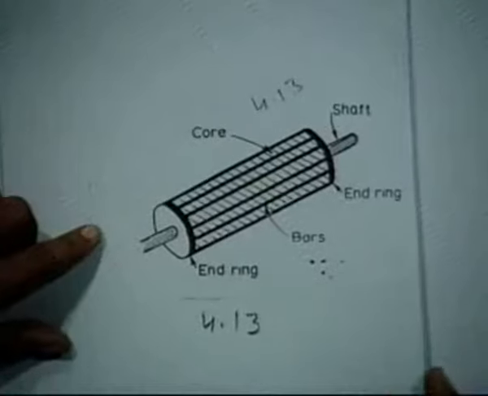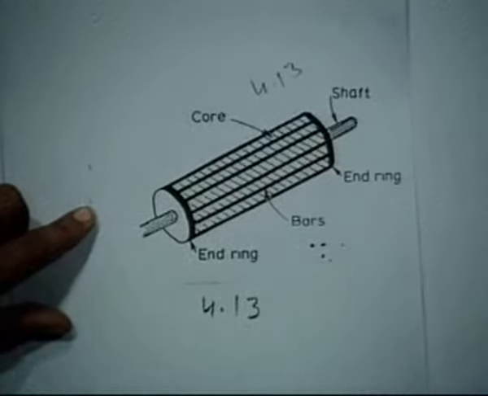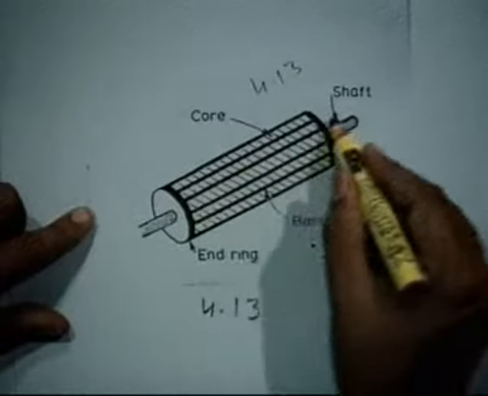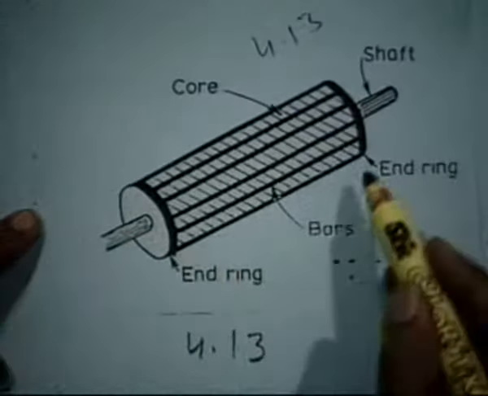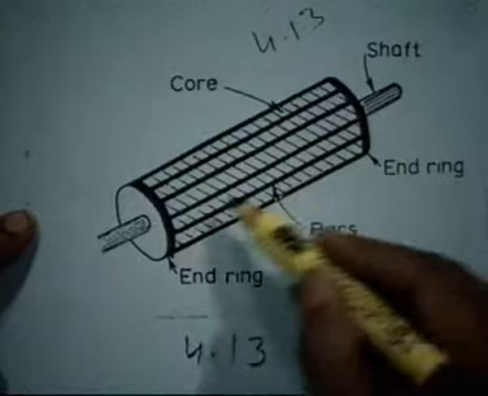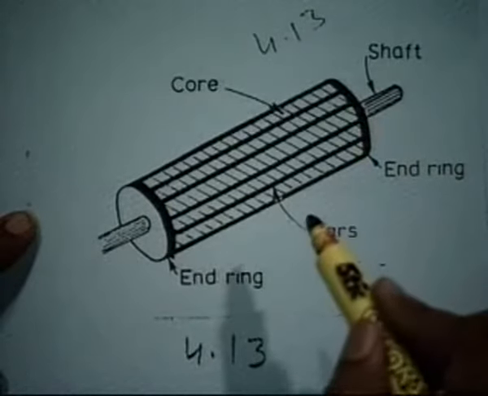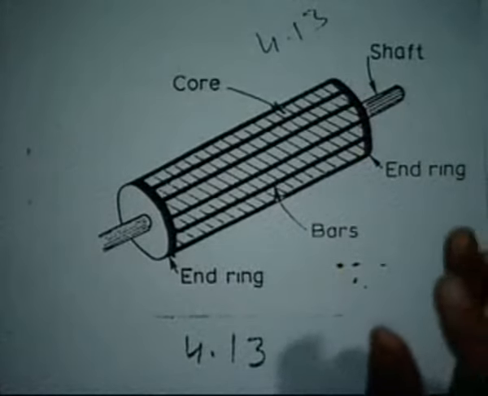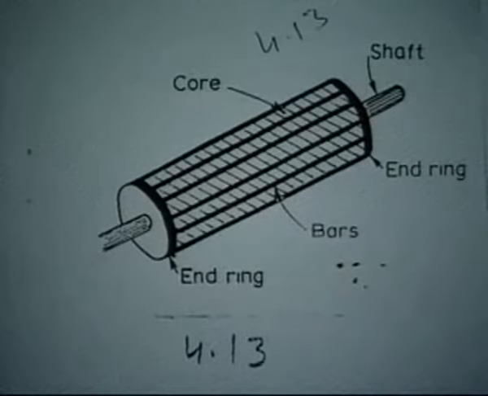This is how a squirrel cage rotor looks. There are these bars, this is the core, this is the end ring, and this is the shaft. The bars are short circuited through the end rings. So we have seen the different types of machines.